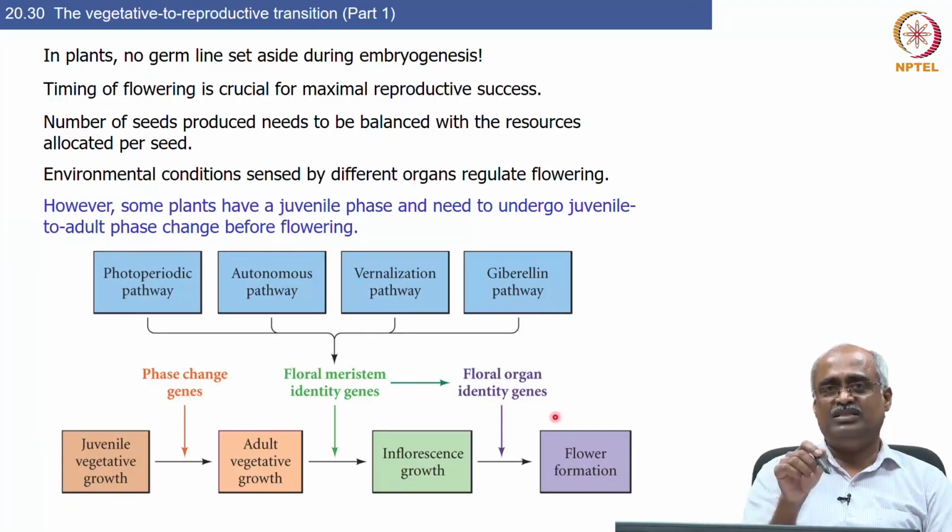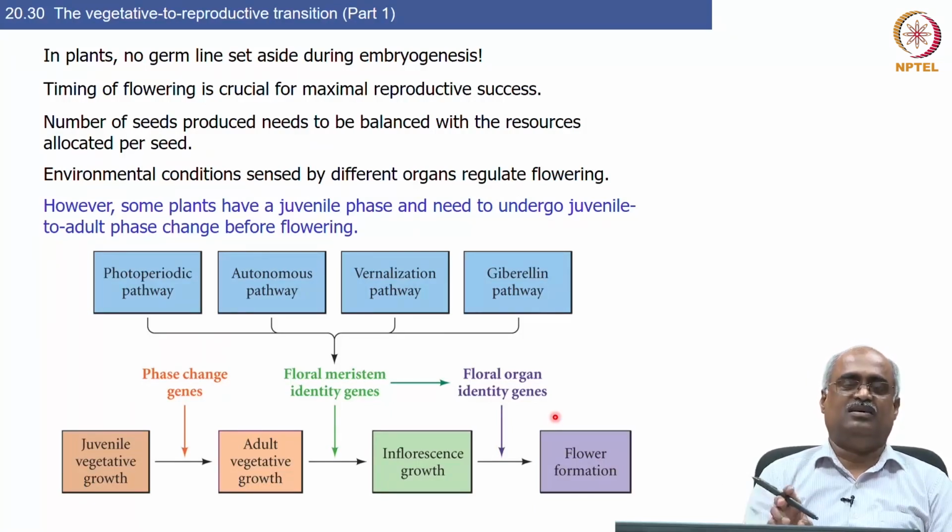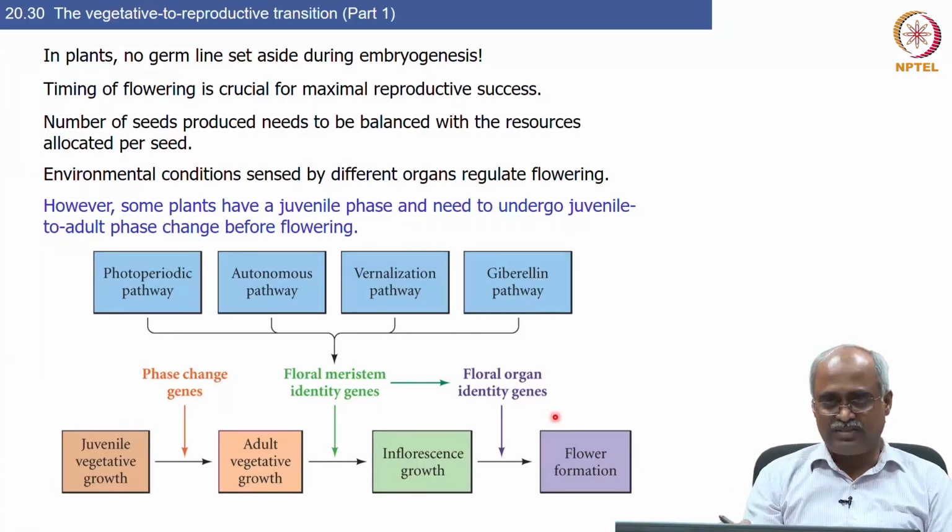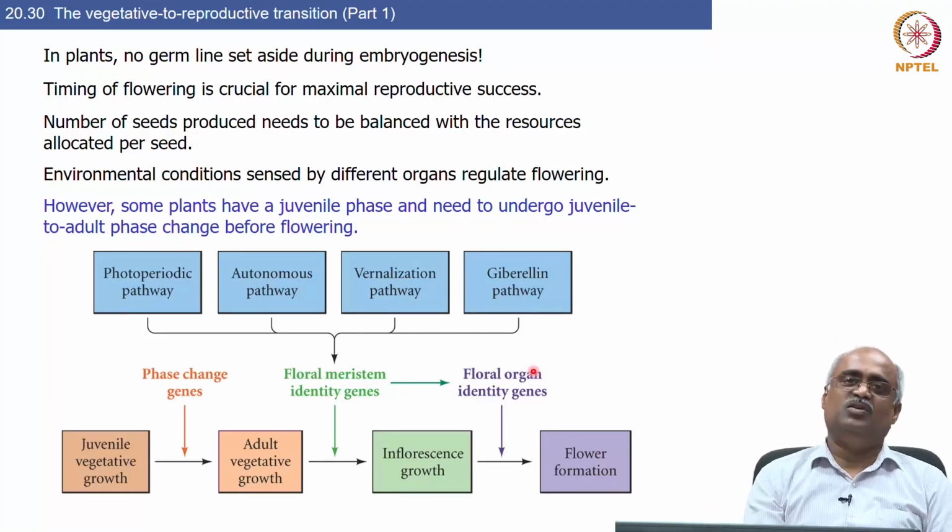So you have the vegetative meristem becoming inflorescence meristem. The difference here is the inflorescence meristem, instead of producing leaves and stems, is going to produce the floral meristems on the axis, the axillary meristem. So that is how the floral meristems form. And these floral meristems then activate the production of floral organs by activating the floral organ identity genes. So this is how the flower eventually forms.